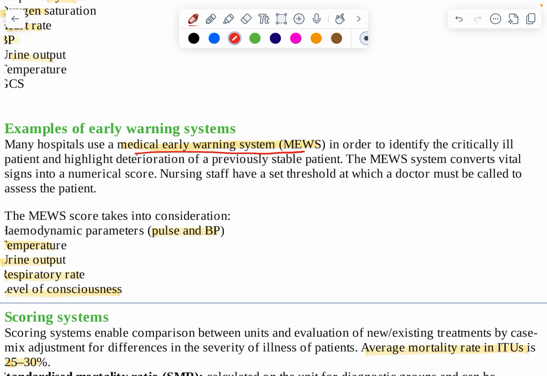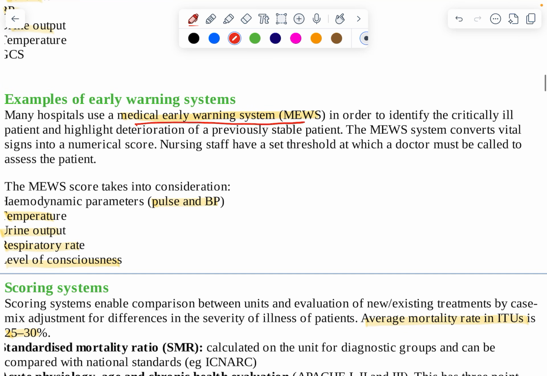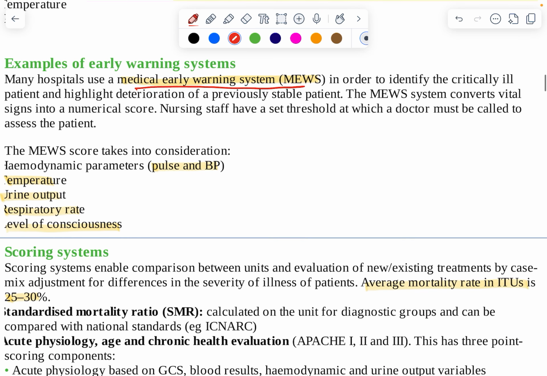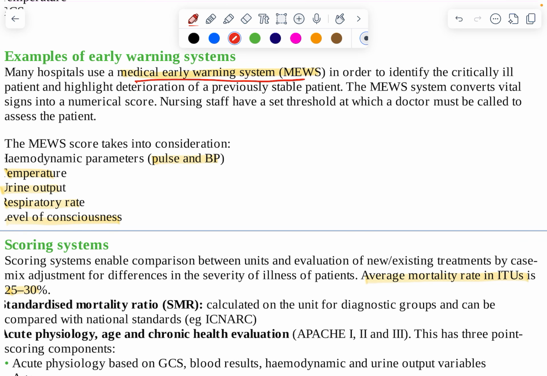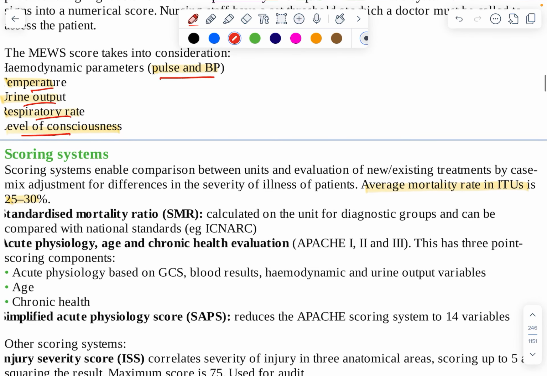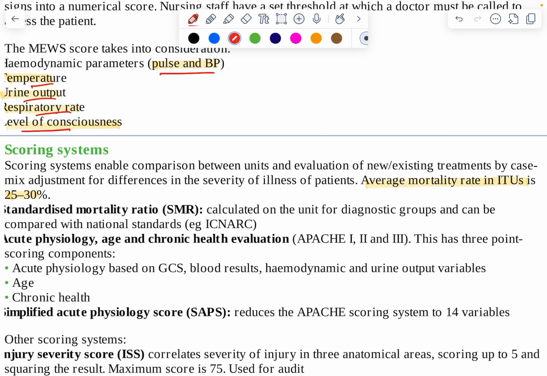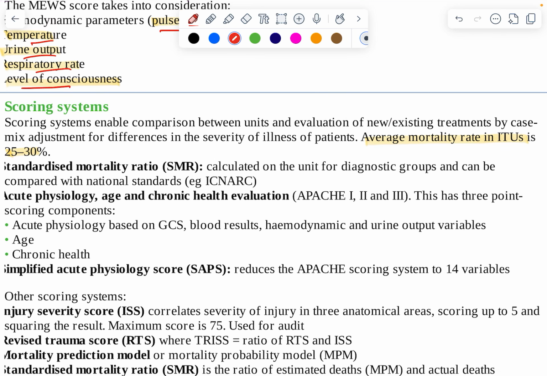In order to identify critical care patients, it highlights deterioration of seemingly stable patients. The MEWS system converts vital signs into numerical scores. Nursing staff set a threshold at which the doctor must be called. MEWS scores take into consideration hemodynamic parameters: pulse, BP, temperature, urine output, respiratory rate, level of consciousness. The scoring system enables comparison between the units, given existing differences. The average mortality rate in ITU is 20-30%.